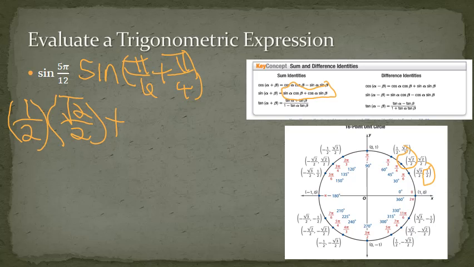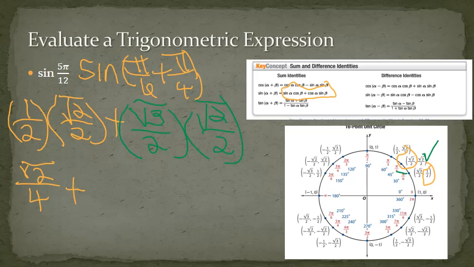And plus, let's see, the cosine of alpha, which is pi over 6 in our case, is right there. So that's the square root of 3 over 2, times the sine of beta, or pi over 4, which is square root of 2 over 2. All right, so now we're ready to distribute. 1/2 times the square root of 2 over 2 is, well, that's the square root of 2 over 4. Plus the square root of 3 over 2 times the square root of 2 over 2, square root of 6 over 4.